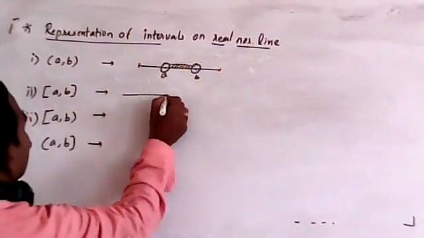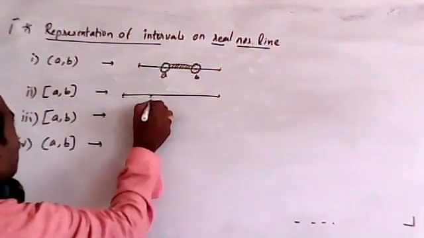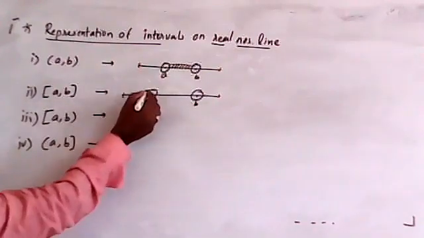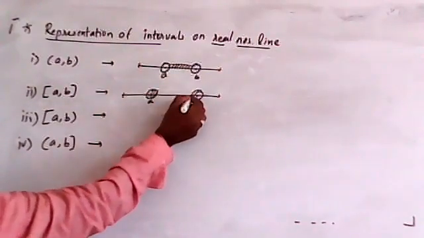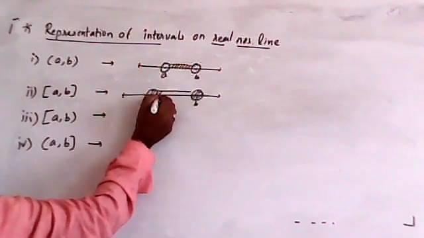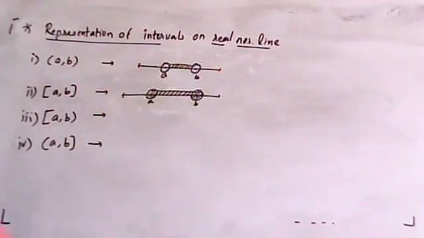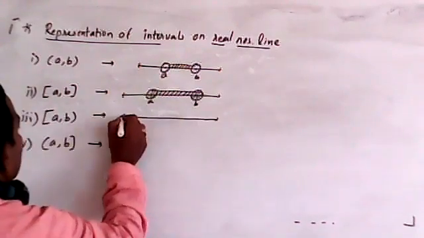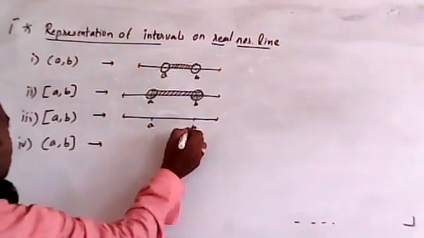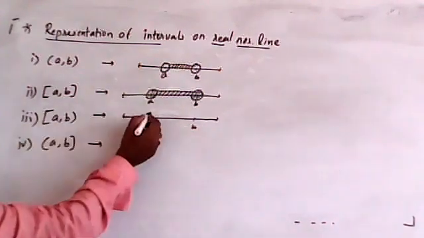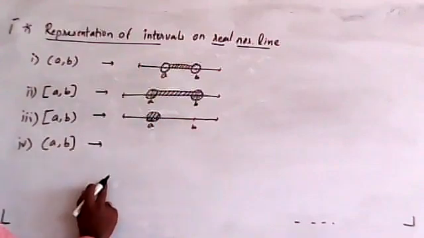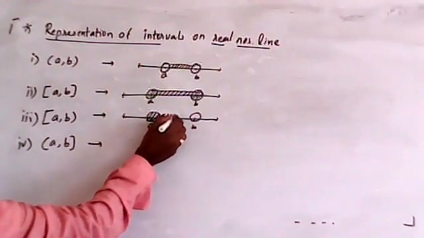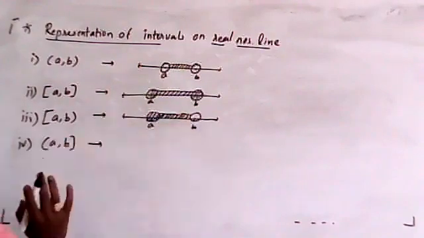Similarly, if you come to this one, here also A is there and B is there. What happens here? Closed. So I will include these also, along with the portion from A to B. If you come to this one, how does it look? Suppose A is here and B is here. A has a closed bracket, so I will fill it. But B is an open bracket, I will not fill it. I will keep it open as it is. From here to here, I will consider, but I will not consider B.